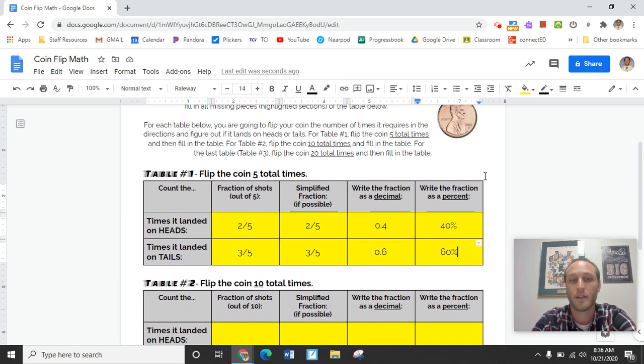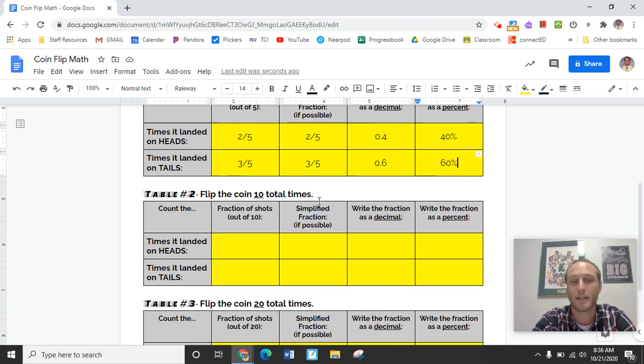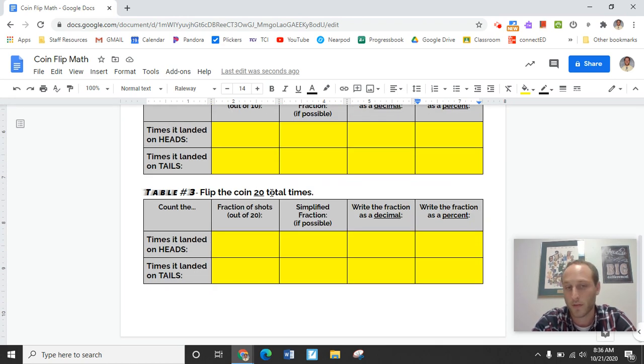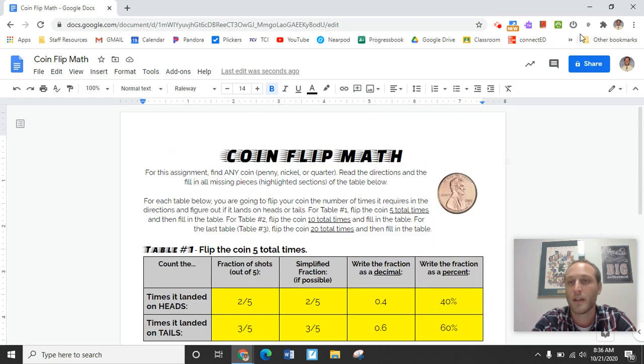All right, you're going to do this. For the first table you're going to flip 5 times. For the second table you're going to flip the coin 10 times. And for the third table you're going to flip the coin 20 total times. So make sure you have some scratch paper out to work out your math and to keep track of how many times it lands on heads and tails. All right, hope you have some fun with this, and let me know if you have any questions.